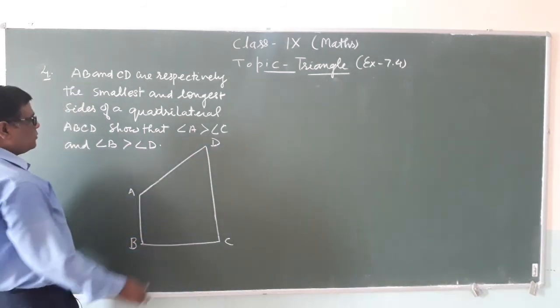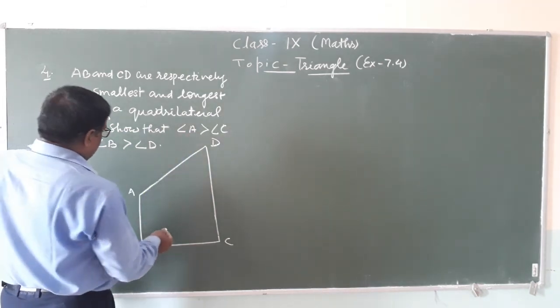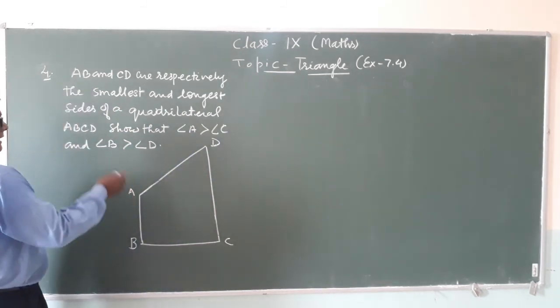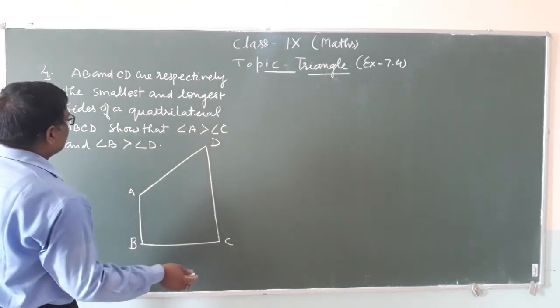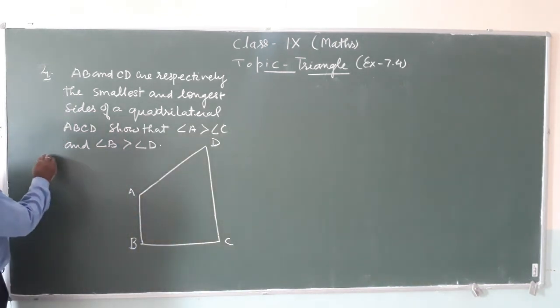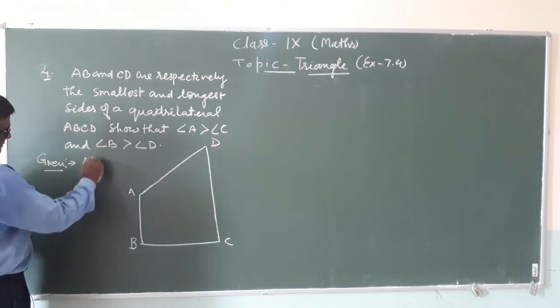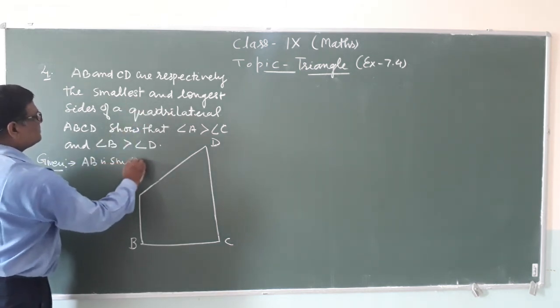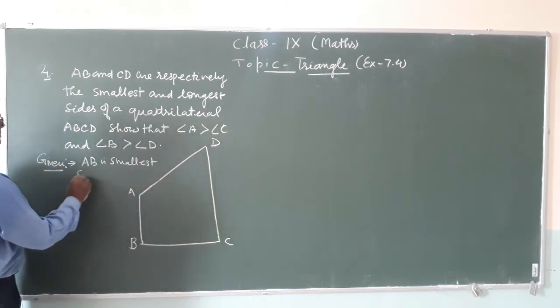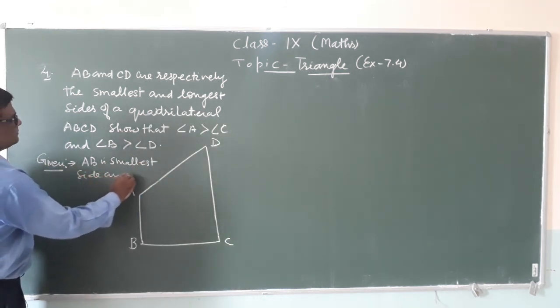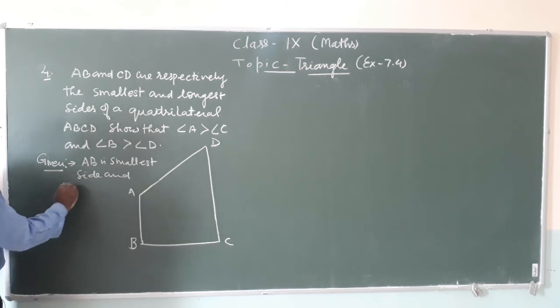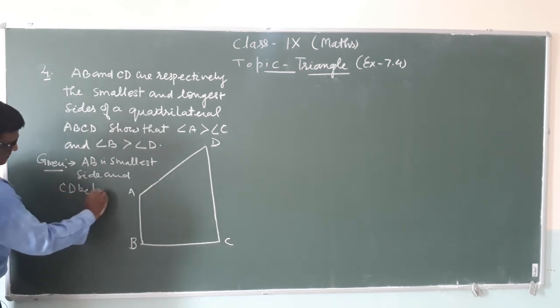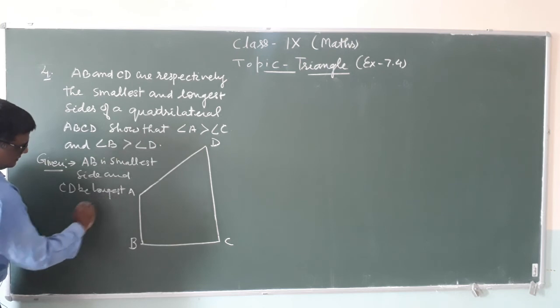So, in this type of question, first of all, write their construct given. What is our given? Given AB is smallest side and CD be longest side.